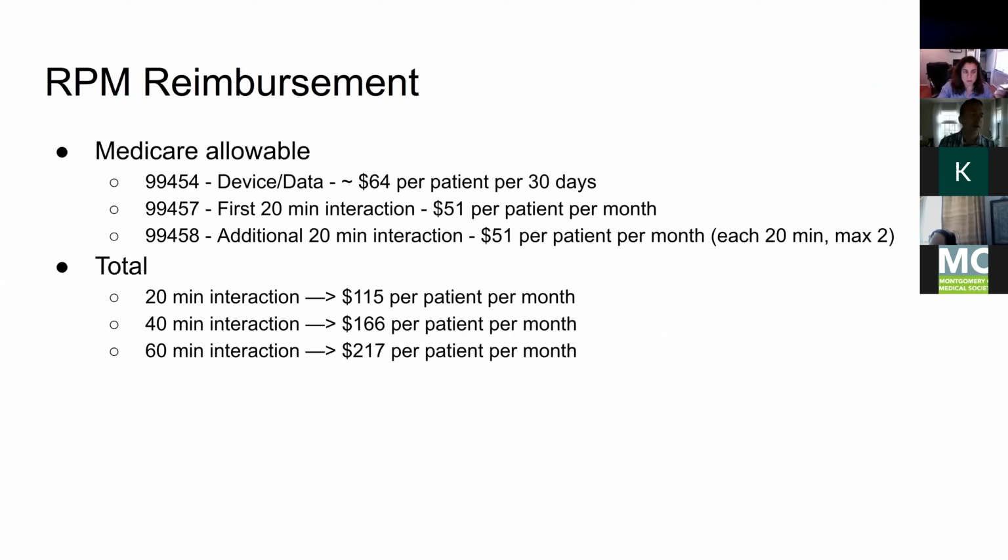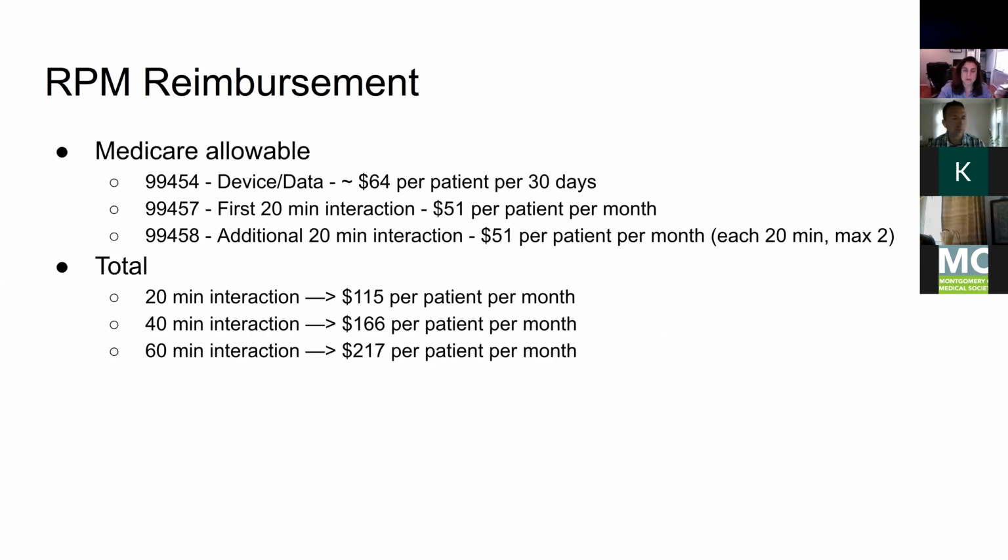So 99454 is the code for every 30 days of device and data. This reimburses typically around $60, $64 per patient every 30 days. 99457 is the first 20 minutes of interaction with the patient or the data. Interaction with the data also counts, and that reimburses about $50 per patient per month. And 99458 is every additional 20 minutes of interaction, which reimburses the same as 99457, about $50 per patient per month, with a maximum of 2 units of that per month.